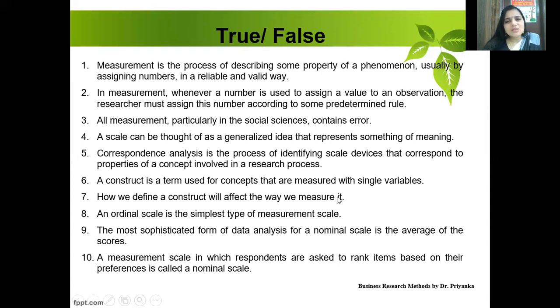Third, all measurement, particularly in the social sciences, contain error. Yes, all measures would have little or more some errors in it. So it's 100% true. Yes. Fourth is, a scale can be thought of as a generalized idea that represents something of meaning. No, this is actually a concept which is presented as a generalized idea that represents something of meaning. So it is wrong, false.